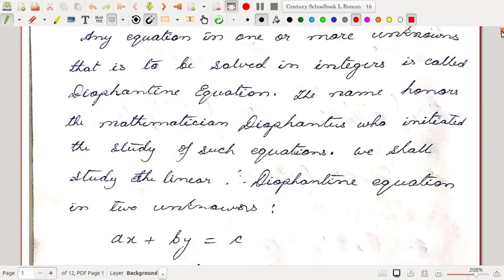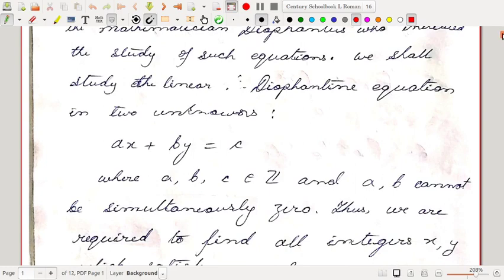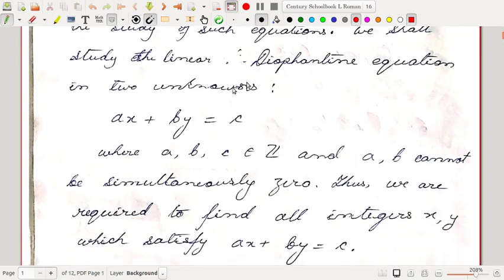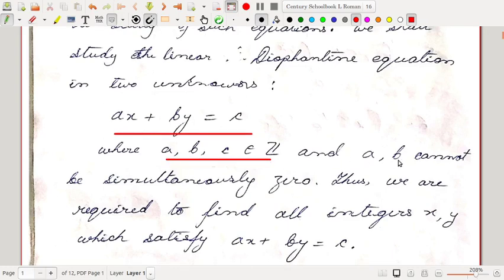As a particular case, we will study the linear Diophantine equation in two unknowns, that is ax plus by equal to c. For example, x plus 2y equal to 7, 2x plus 8y equal to 93. This is the type of equation we will study. Here a, b and c are all integers, and a and b cannot be simultaneously 0. Thus we are required to find all integers x and y which satisfy ax plus by equal to c.